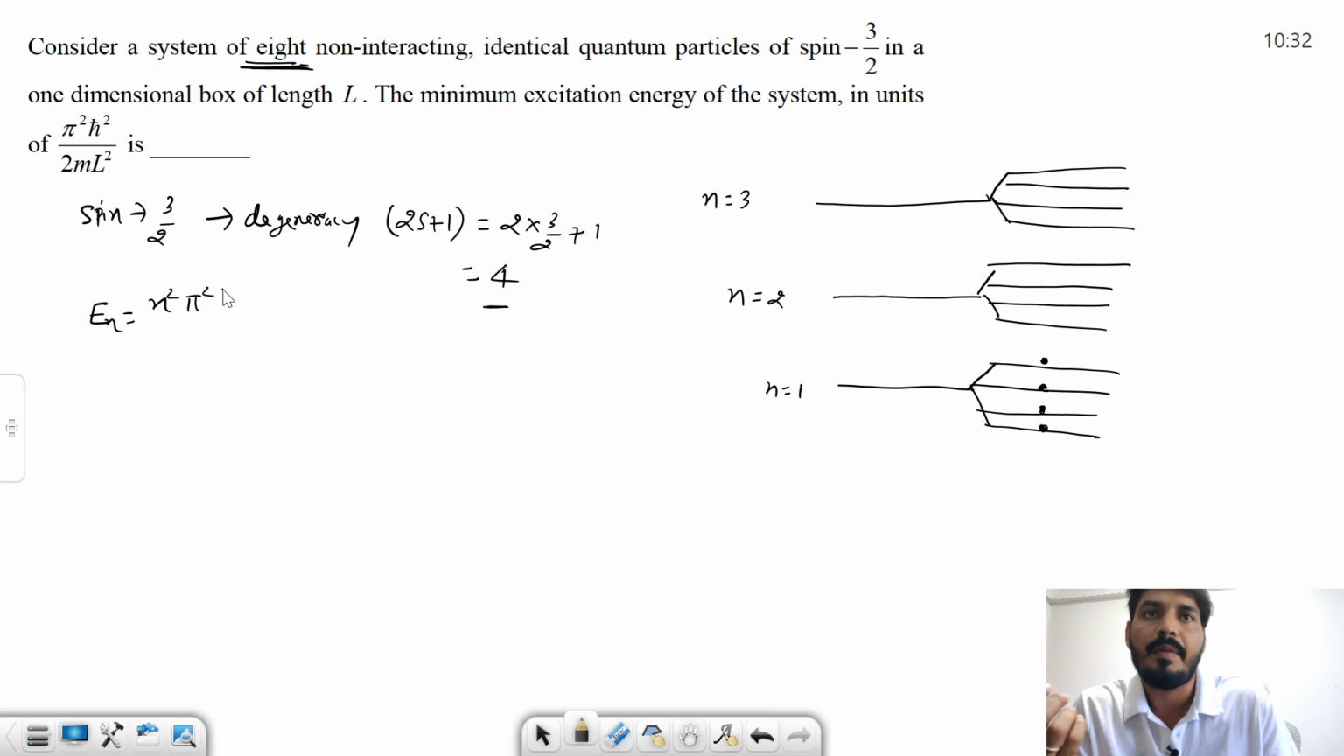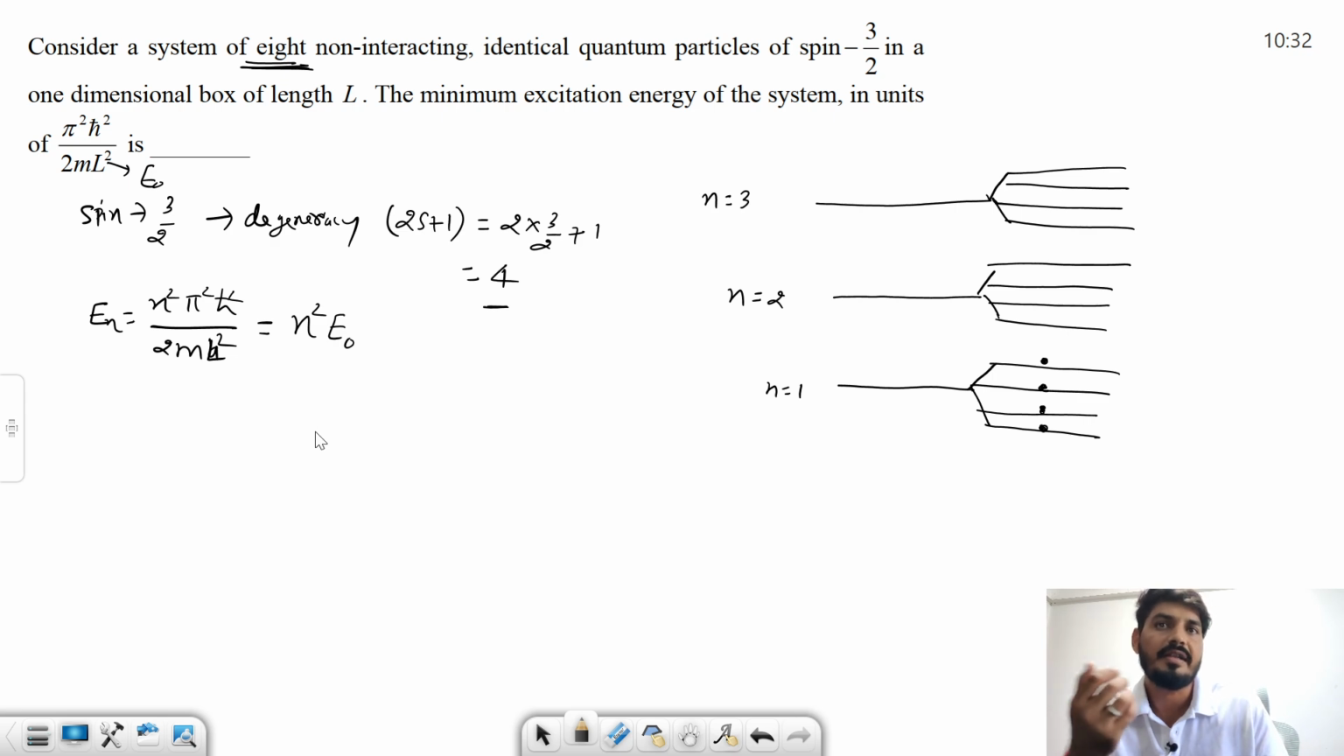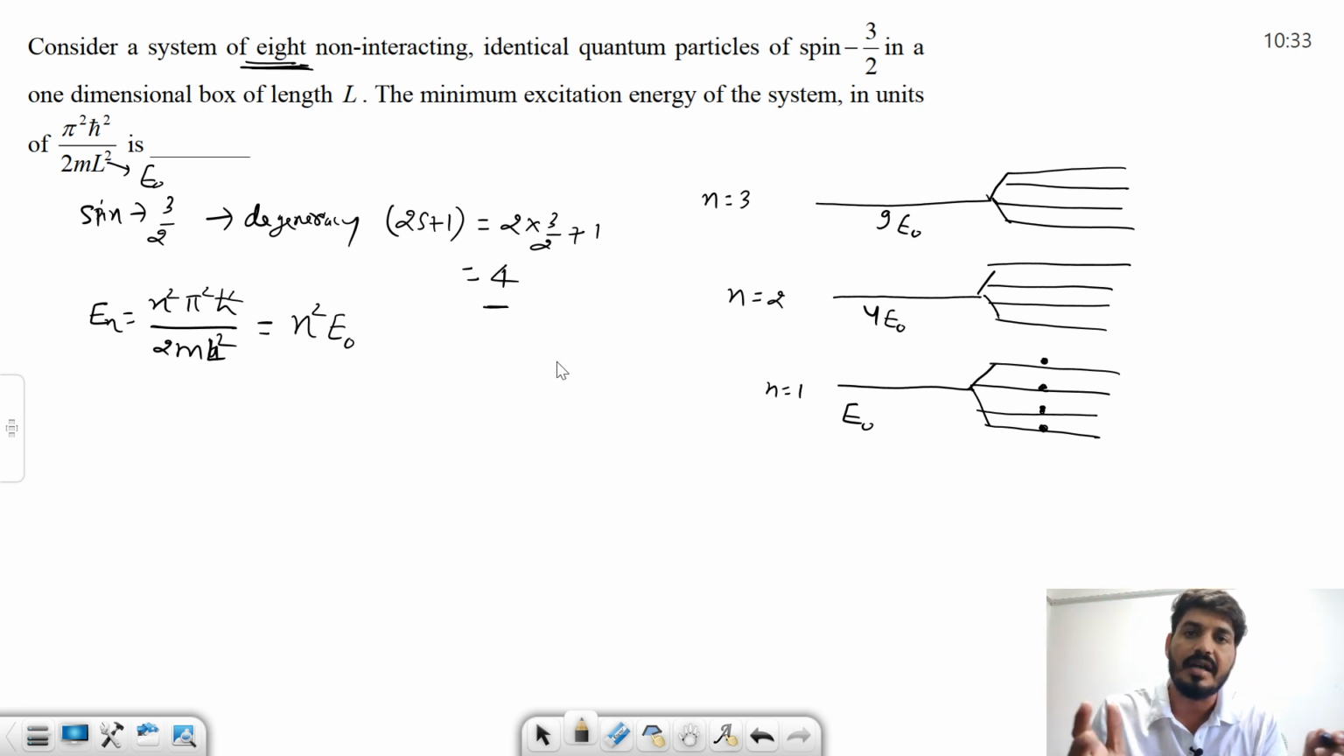n square pi square h cut square over 2m L square, or I can directly say this is n square E naught. This term is E naught. Fine. Now for this particular state, what is the energy? I can say the energy is n equals 1, E naught. For this one, what is the energy? N equals 2 is the 4 E naught state, and this is n equals 3, 9 E naught state, right? Now you see in this state, first try to find out the ground state of the total system.